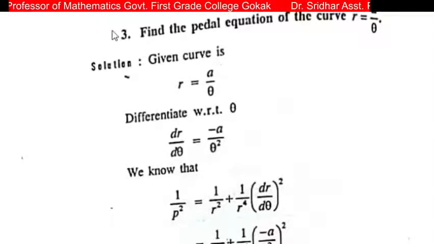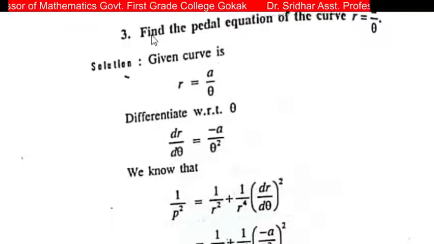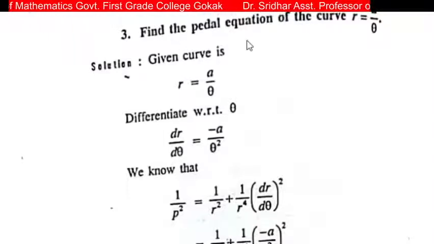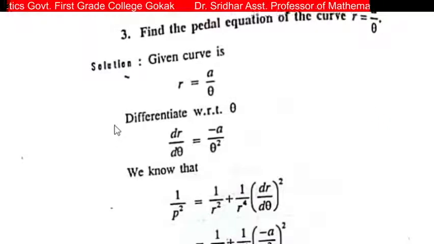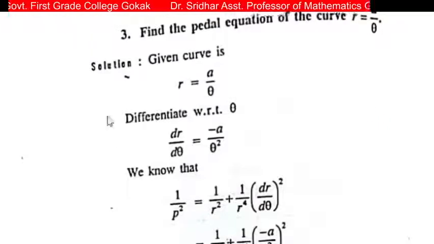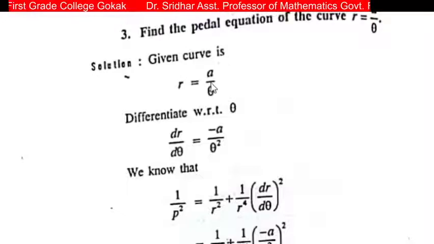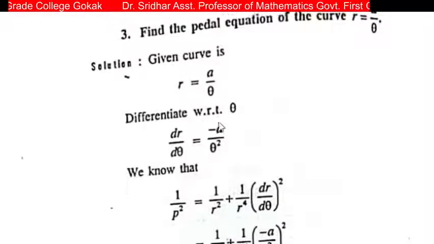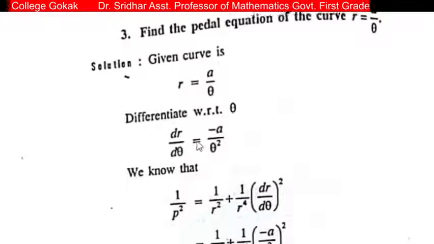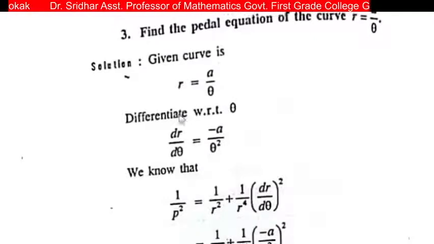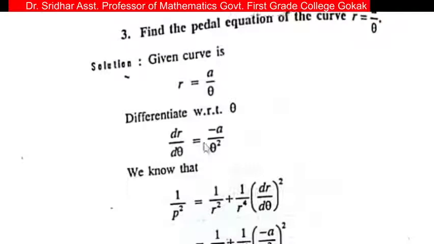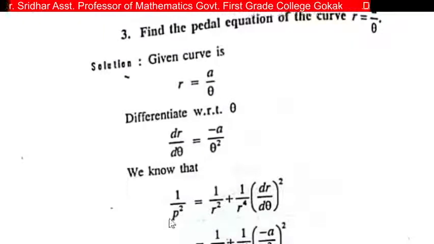Next problem is find the pedal equation of the curve r is equal to a by θ. Again we apply the same thing. r is equal to a by θ, this is the given equation. Differentiate this equation with respect to θ, which gives dr by dθ is equal to minus a by θ square.